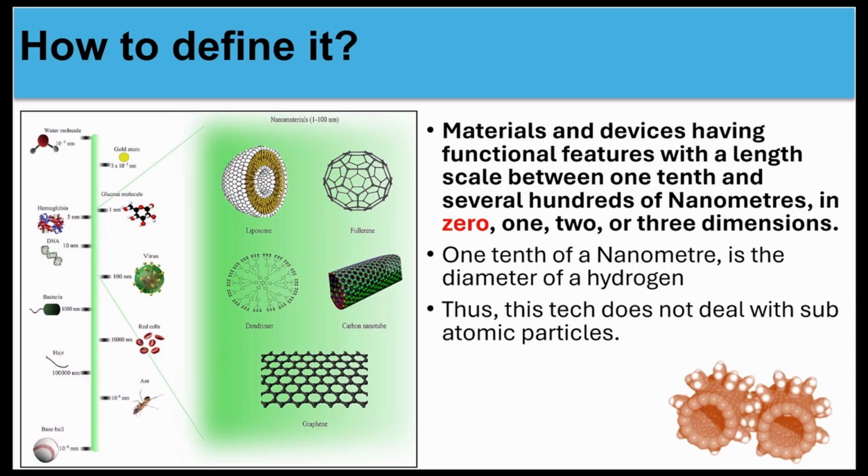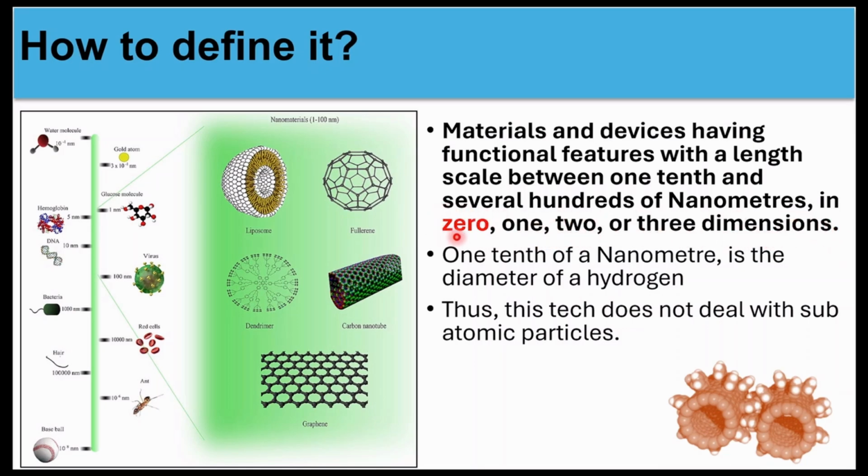So, what is it? What is nano? What is this about? How do we define it? On the slides, we are exploring the scale of nanotechnology across various scales, and this deals with materials and devices. Just forget about this diagram for a minute. How do we define it? We have materials and devices having functional features within a length scale between 1/10 and several hundreds of nanometers in 0, 1, 2, or 3 dimensions.